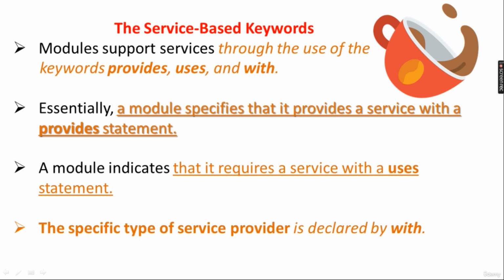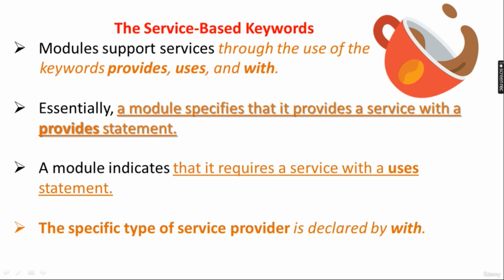A module specifies that it provides a service with a provides statement. If the particular module is providing a service, it tells you so through the provides statement. A module indicates that it requires a service with a uses statement. If a module is requiring a service, then it uses the uses keyword. And a specific type of service provider is declared by the with keyword.